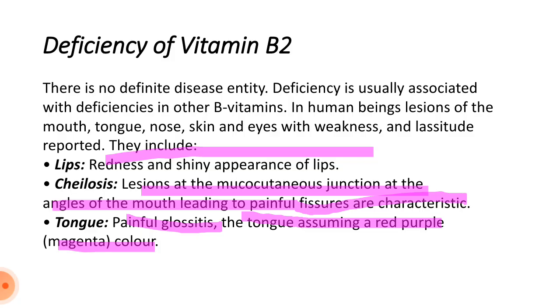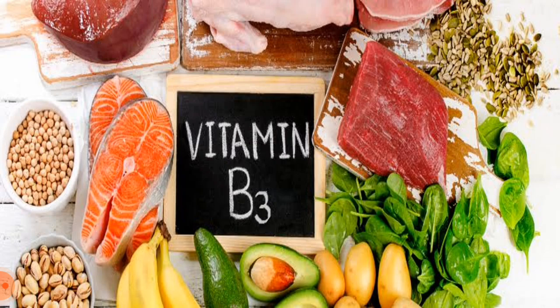So that is the end of vitamin B2. Next we shall have a look at vitamin B3: what the basic structure of vitamin B3 is, how vitamin B3 is metabolized, and what the various sources of vitamin B3 are.